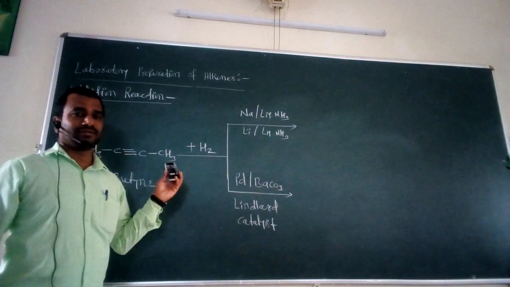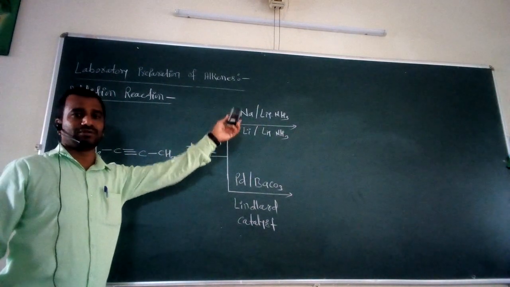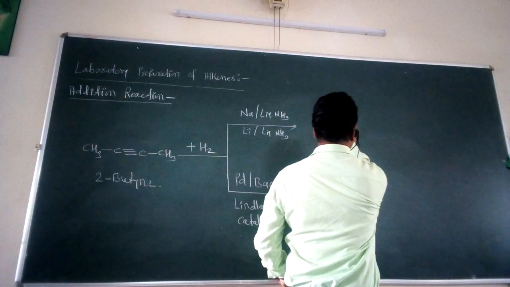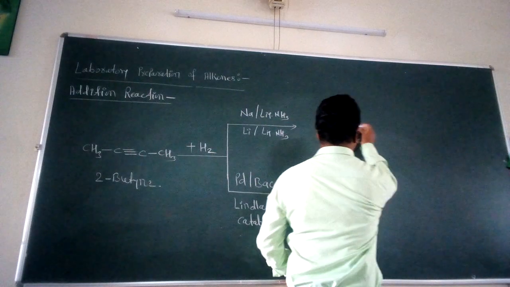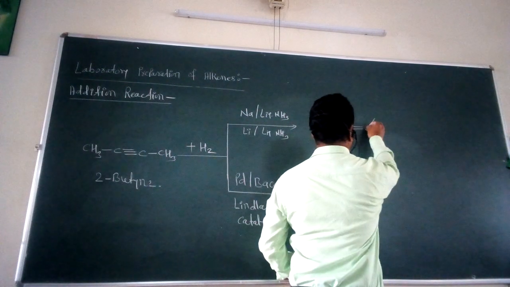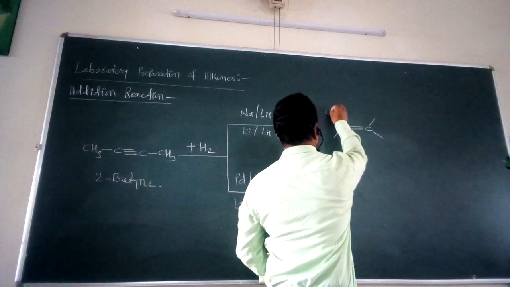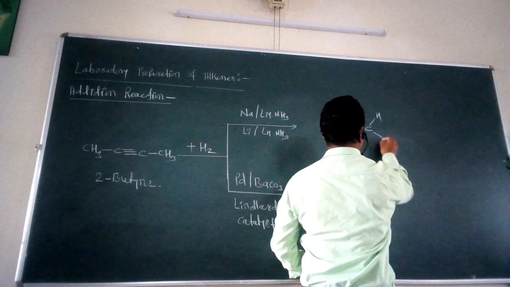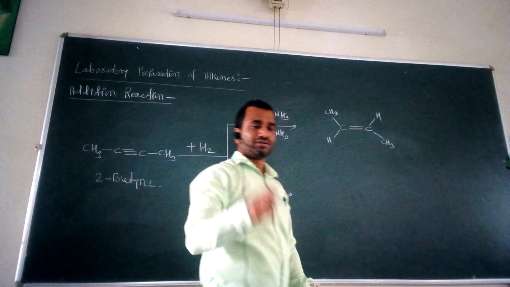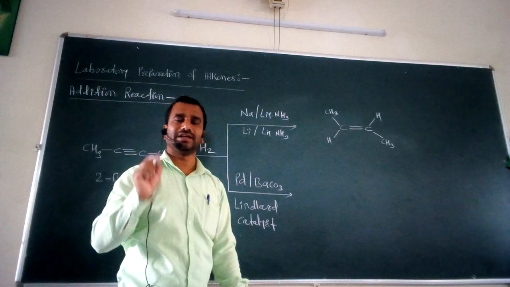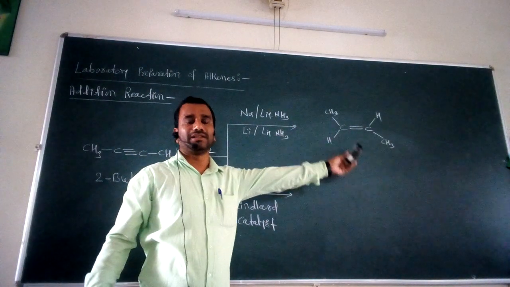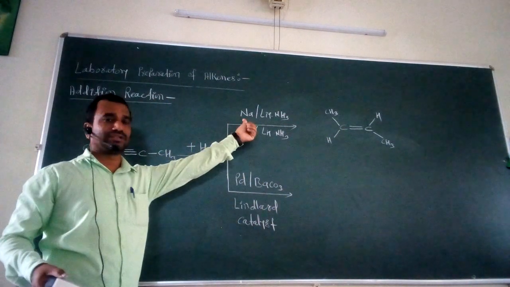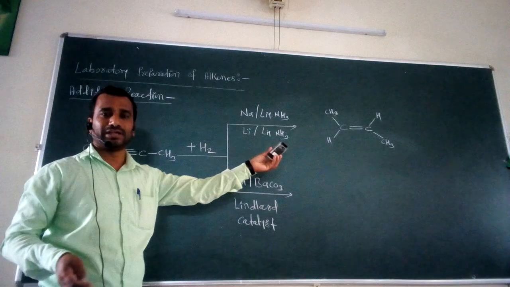So first of all, when this 2-butyne reacts with H2 in presence of sodium in liquid ammonia, you will get the alkene, and that alkene is called the trans alkene. You will specifically get the formation of trans alkene only. So such a product formation can take place. This is H, this is CH3. So trans 2-butene is obtained when this 2-butyne reacts with sodium in liquid ammonia or lithium in liquid ammonia.